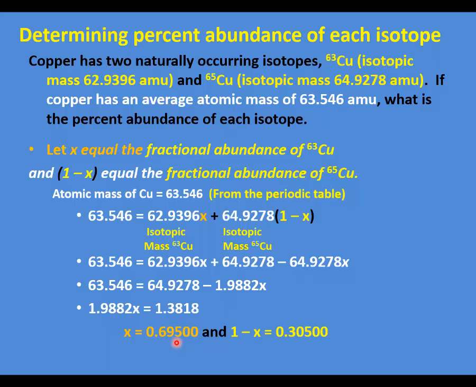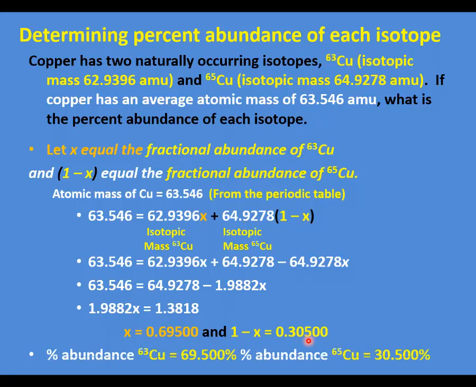Now to solve for the fractional abundance of copper 65, we need to take 1 minus X. So I take 1 and I subtract 0.695 from it. I end up with 0.305. This is the fractional abundance of the copper 65 isotope. If I go ahead and multiply by 100, that would give me my percent abundance of 30.5%, and so we end up having the percent abundance of both isotopes.